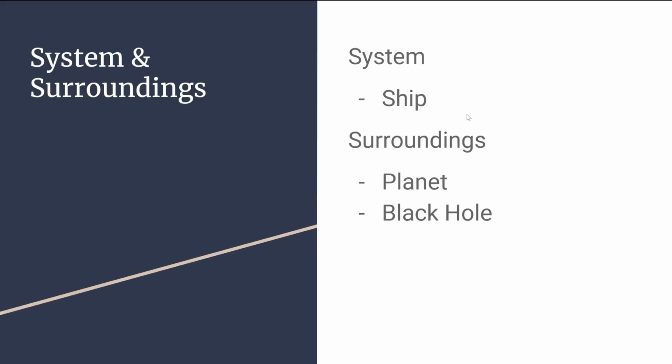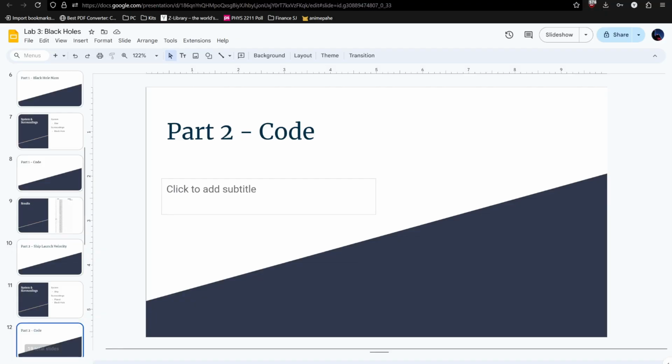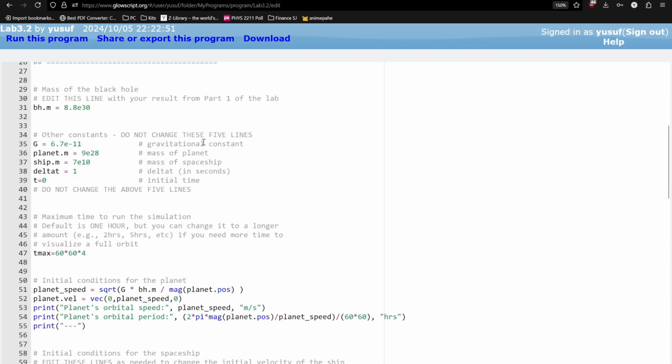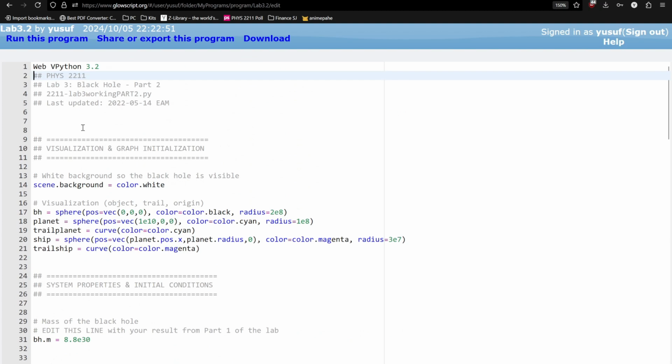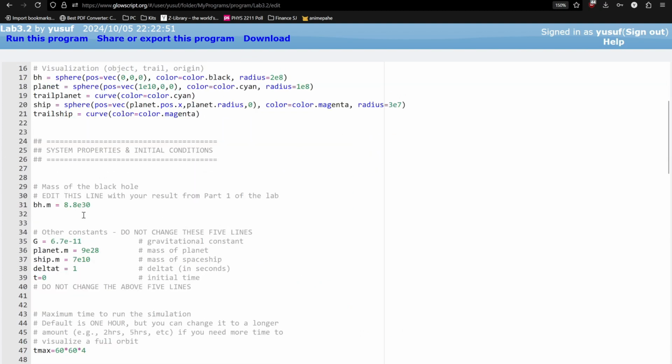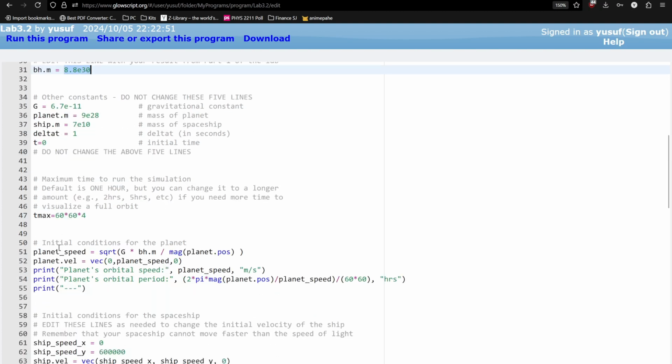The system is a ship, and the surroundings would be the planet that is taking off within the black hole that's nearby. And here's the code for that. So what we do first is initialize the graph and all of the colors and axes. And these are the initial conditions, the mass. This is the mass that we found in our part one. These are the mass of the planet, the ship, the delta t, the gravitational constant, and this is equal to 4 hours of running simulation. So four times 60 minutes times 60 seconds.